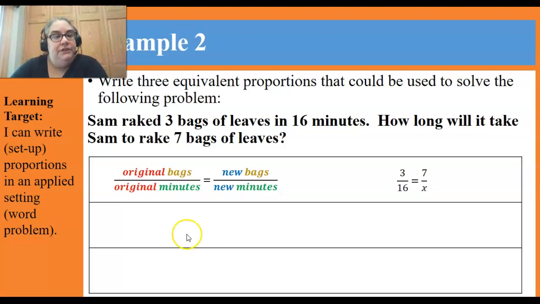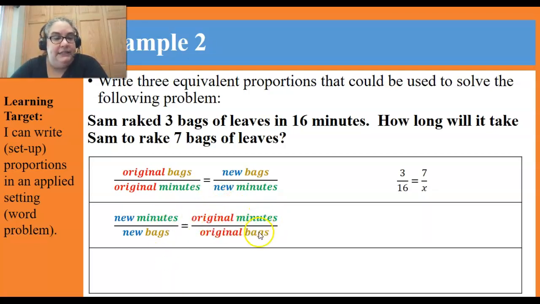I think some students are comfortable just taking the first piece of information and writing a ratio. Again, that's not how I think. I think, what's the question? The question is asking about the new minutes. So for me, that's going to go in the numerator. And then you could compare new minutes to the new bags of leaves, in which case my next ratio is going to be the original information, and I need to be minutes to bags. So original minutes to original bags, and we'll just substitute that information there.